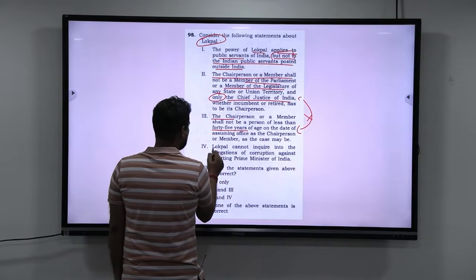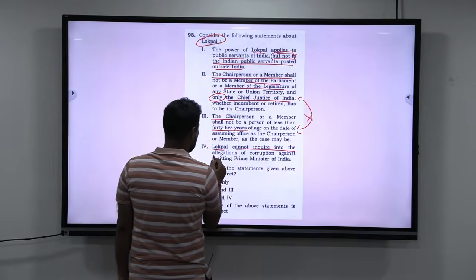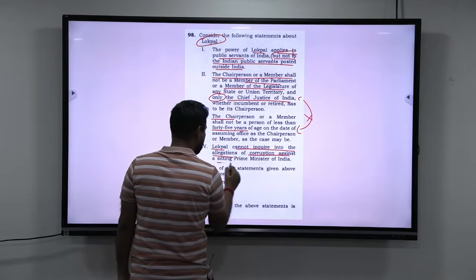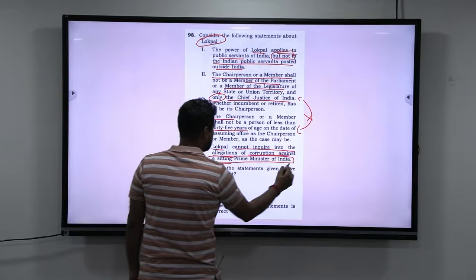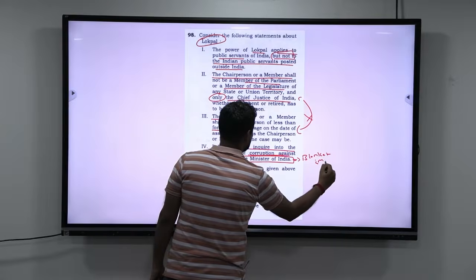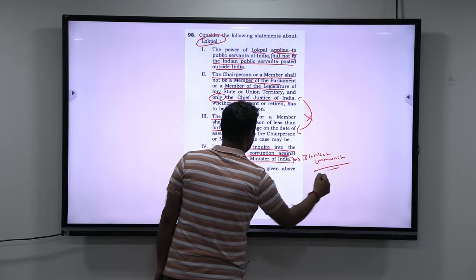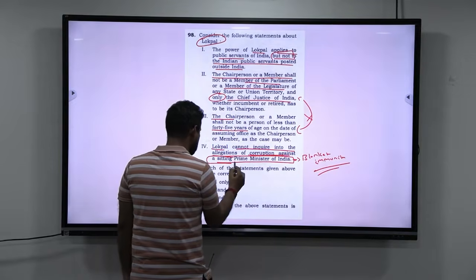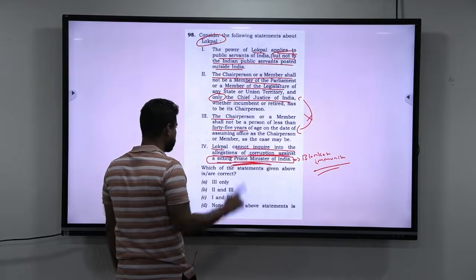Come to the next one. Lokpal cannot inquire into the allegations of the corruption against the sitting Prime Minister of India. This is a blanket immunity. Don't you think such blanket immunity you should know? Blanket immunity is provided to the president or the governor. It is not provided to the Prime Minister of India. Okay, you should know that.